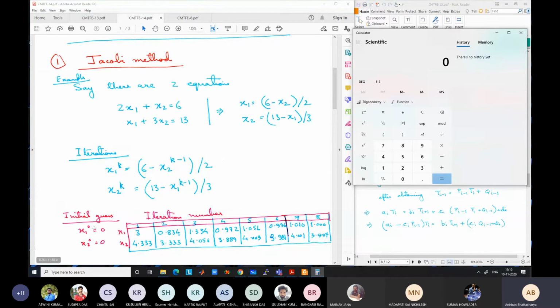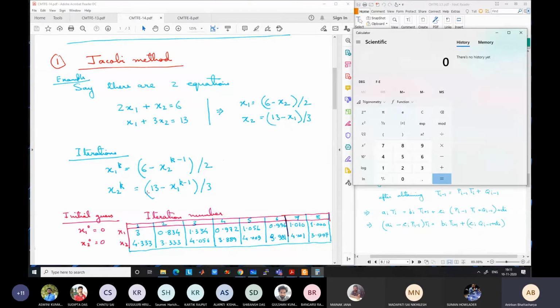So the first guess is x1 equal to 0, x2 equal to 0. What is the iterative procedure? So k minus 1 is 0. For k equal to 1, the first iteration, what will be x1? 6 minus x2 at k minus 1, and x2 at k minus 1 is 0. So 6 minus 0 by 2, which is equal to 3. So the first value of x1 is 3.